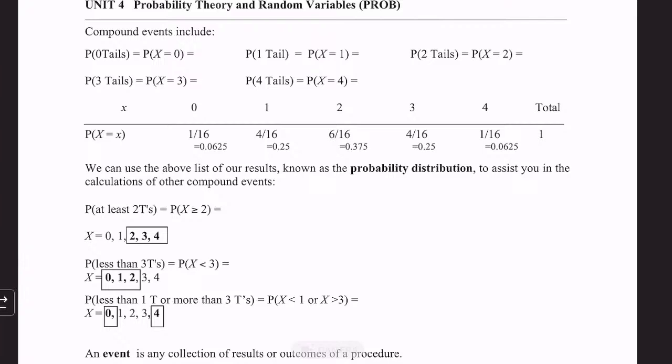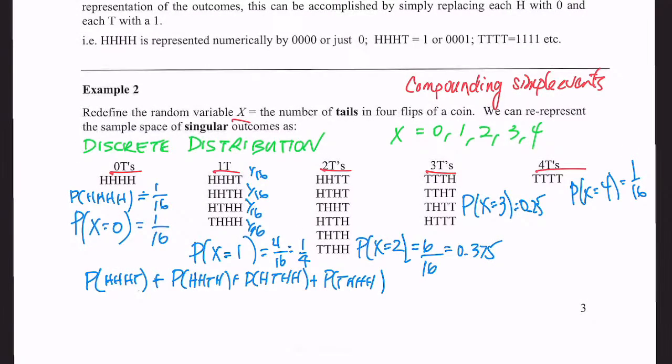Now with this table, where these are the possible outcomes for X, so I use little x, and these are the probabilities, we refer to this list as the probability distribution of X. And then we can use it to solve problems related to the variable X, the number of tails. Is that how I defined it? X is the number of tails, yes. Okay.